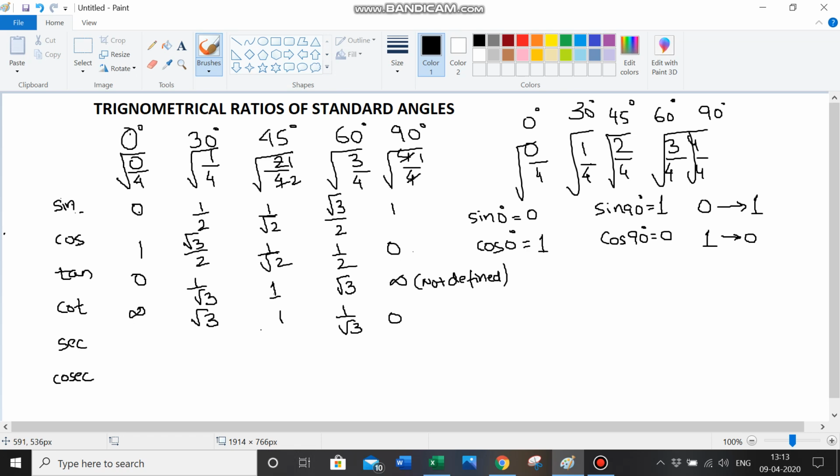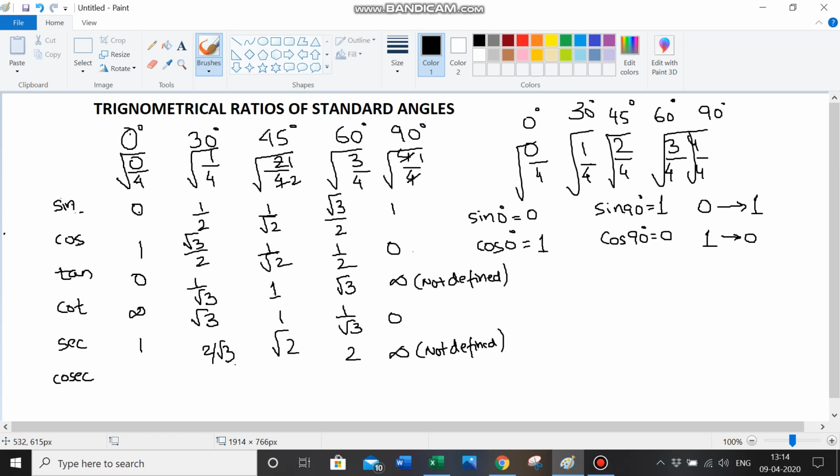Now for sec. Sec is the reciprocal of cos. So the reciprocal of cos 0 would be 1 divided by 1, which is 1. Then 1 upon root 3 by 2 will be 2 upon root 3. The next one is 1 upon root 2, so this will become root 2. 1 upon 1 by 2 will become 2. And this will be 1 divided by 0, which is infinite, which is not defined.